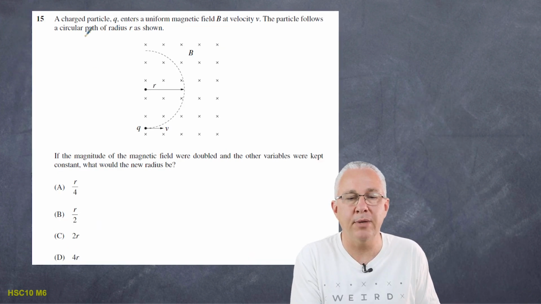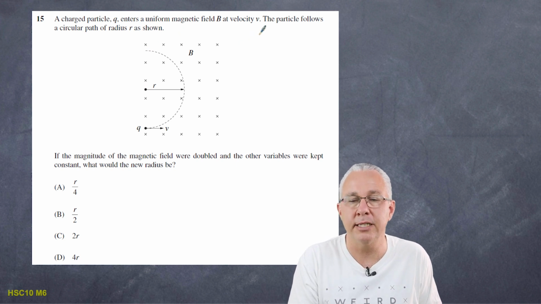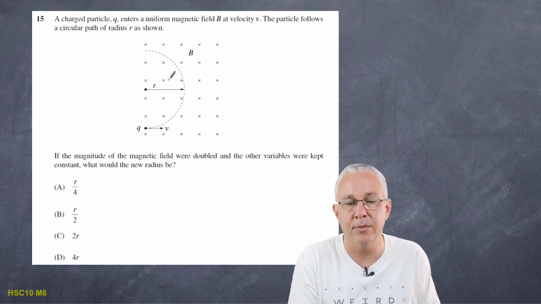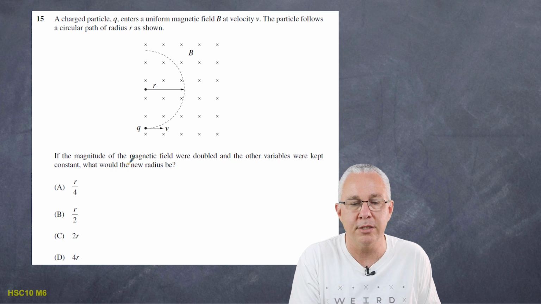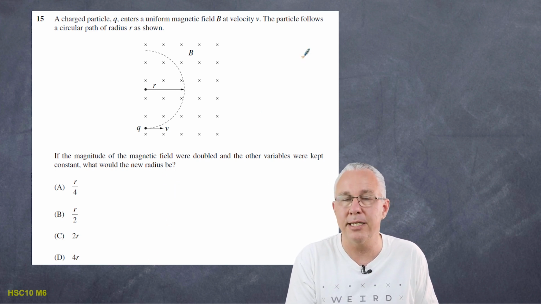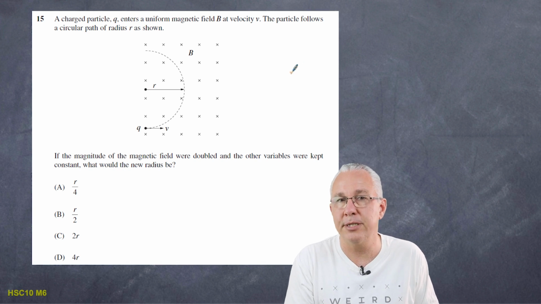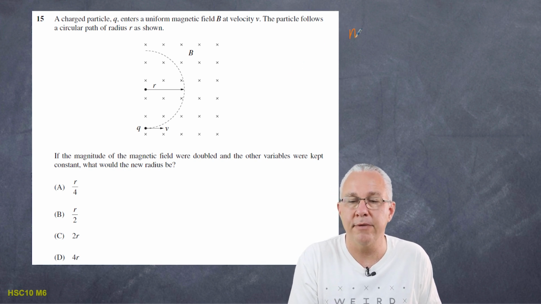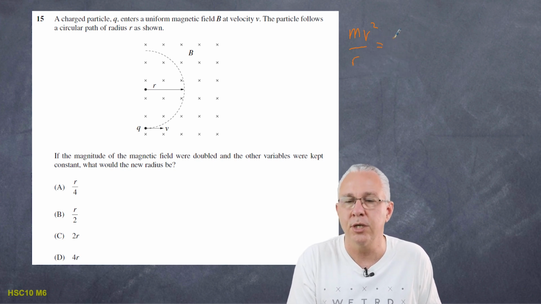Question number 15, we have a charged particle Q. It enters a uniform magnetic field at a velocity v. The particle follows a circular path with radius r. If the magnitude of the magnetic field were doubled and all other variables were kept constant, what will the new radius be? Well, what's the principle here? The principle here is that the charge is experiencing centripetal force. So we have mv squared over r as our centripetal force. But what's causing it? Well, it's the Lorentz force, which is QvB.